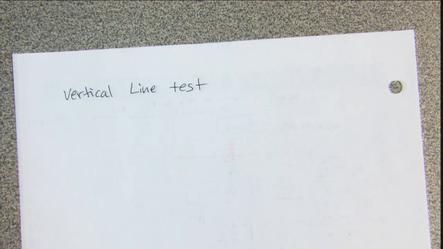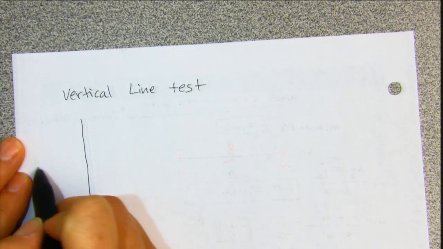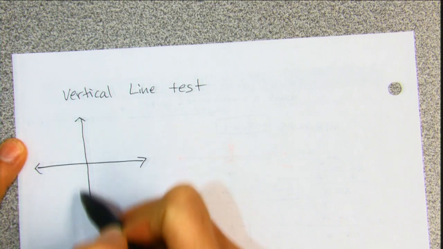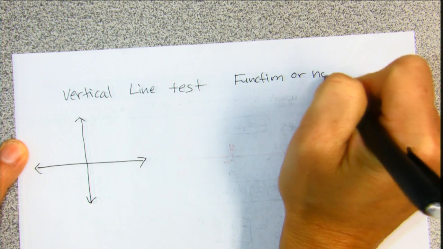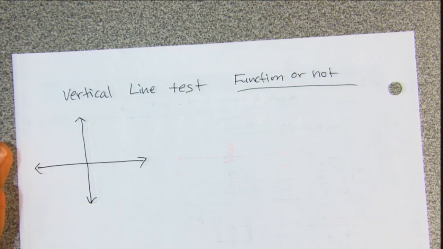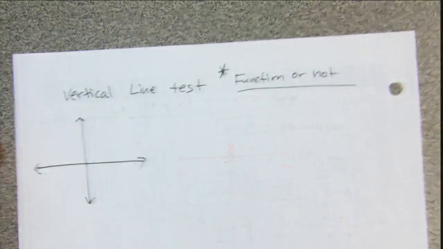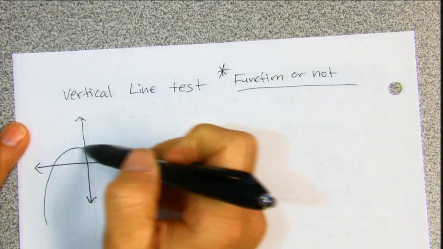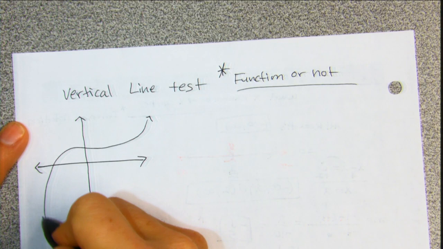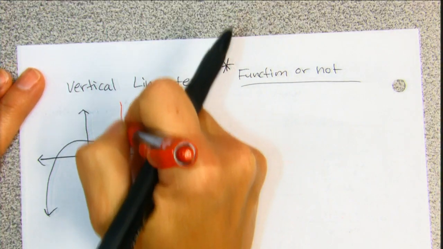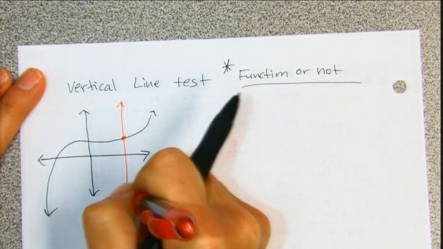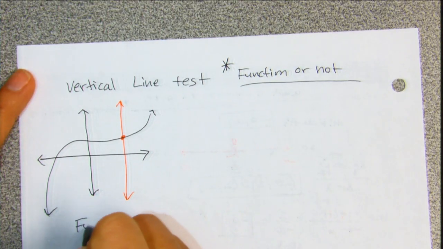what is a vertical line test? You guys remember? So vertical line test, this tells me just by looking at the graph if it's a function or not. That's basically what the vertical line test does. So say you have a graph that kind of looks like this. Is that a function? How do we know? We do the vertical line test, right? We say, this is a function.